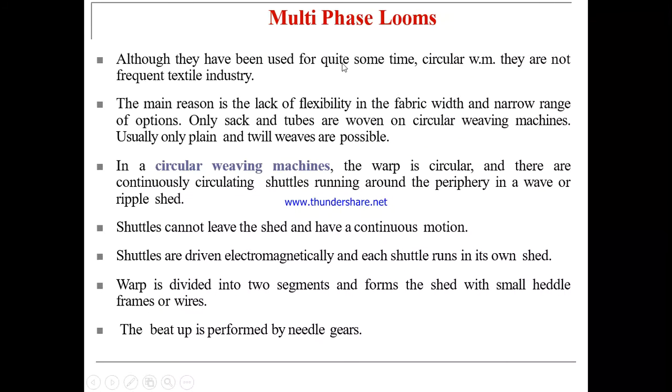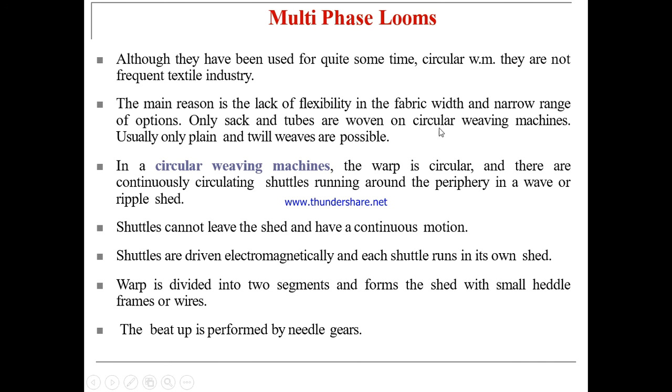Although these multiphase looms have been used for quite some time, circular weaving machines are very rare in the textile industry. They are not very frequent. The main reason for the lower popularity of the multiphase looms is the lack of flexibility in the fabric width, because we cannot change the fabric width much, and the narrow range of design options, as we can produce only a few plain, twill and satin.